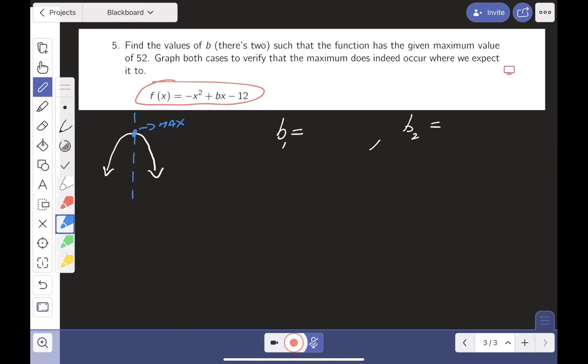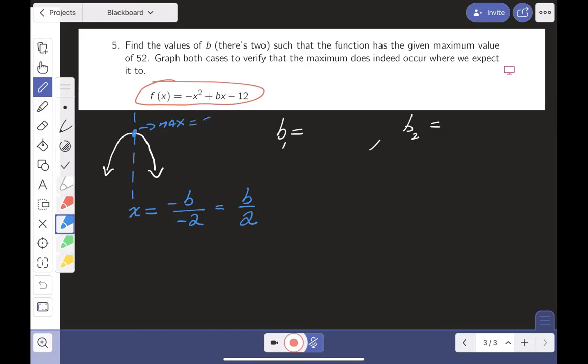Let's write this down. So the axis of symmetry is going to be x equals the opposite of the b. Well, that's little b, isn't it? Over twice the a. Well, the a is going to be -1, so that's -2. And what's minus b over -2? It's simply b over 2. By the way, I still don't know what b is. All right. But what do I know? I know the maximum value of this particular function is 52.